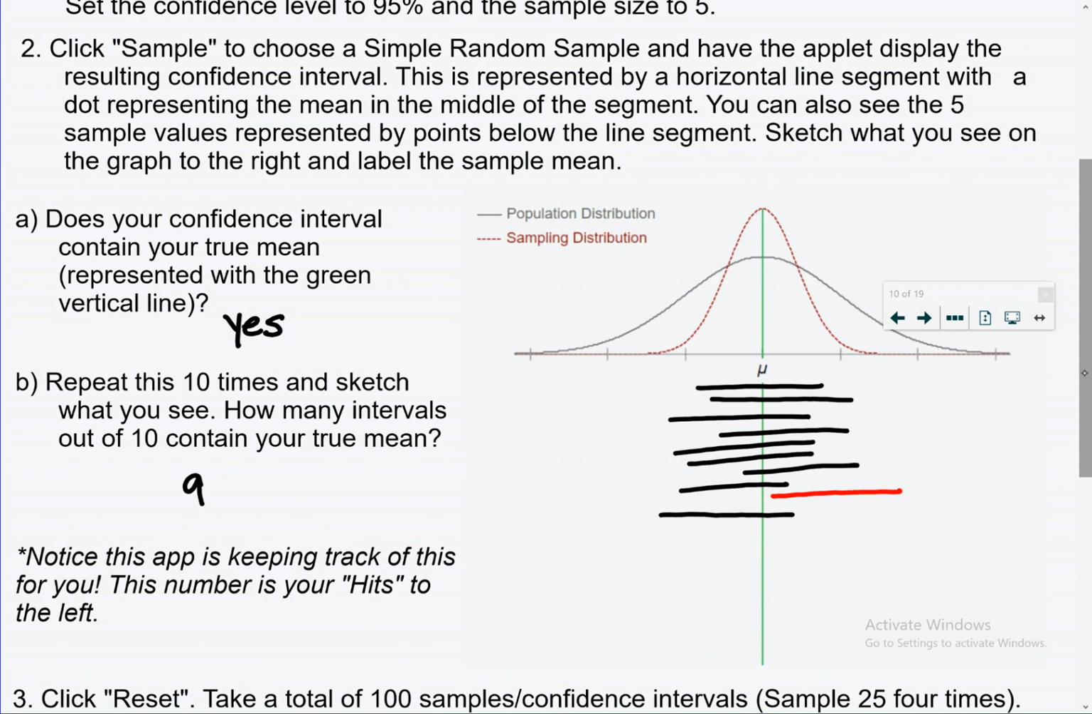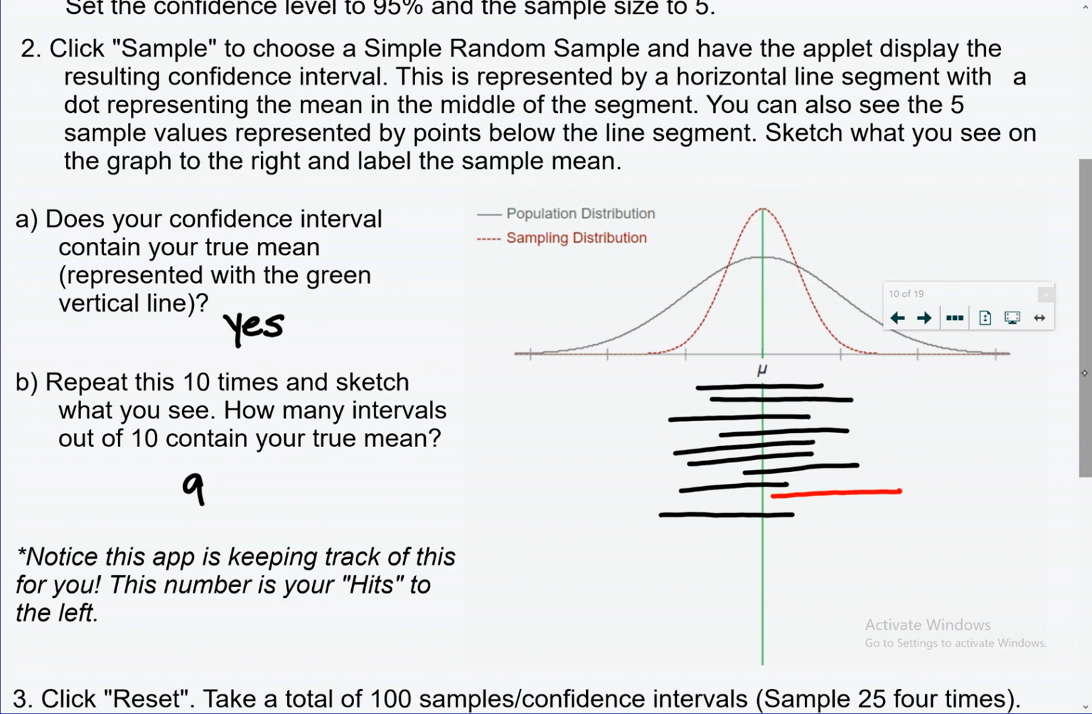So the black curve is the original distribution. The red one is the distribution of the sample mean. Remember, it's got a smaller standard deviation, it's a little bit taller. And what you see in green is the population mean. So the whole point in creating these intervals is we are trying to estimate the population mean.